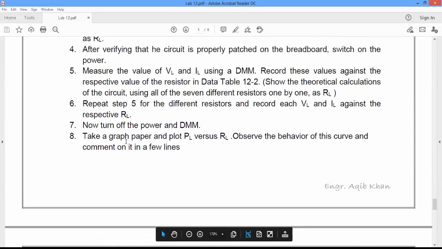The last step is to make a graph paper and plot the VL versus RL and observe the behavior of this curve and comment on it in a few lines.